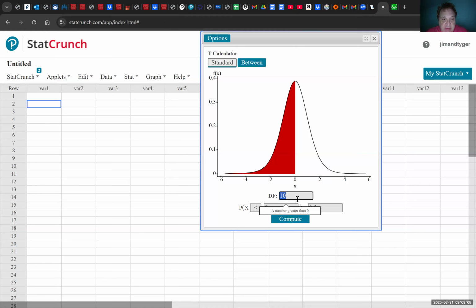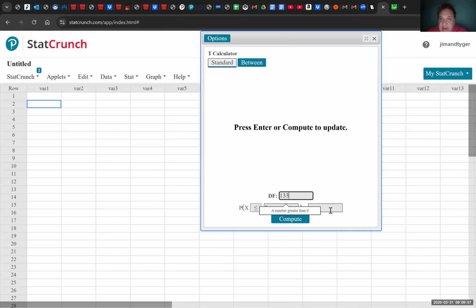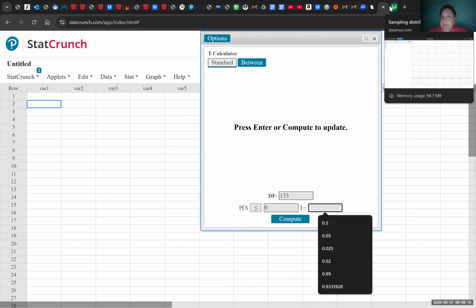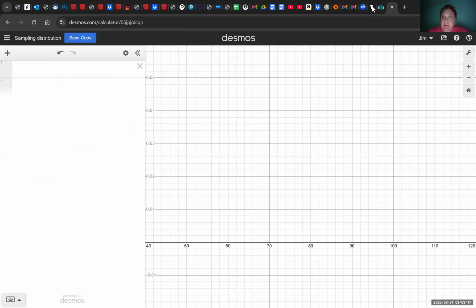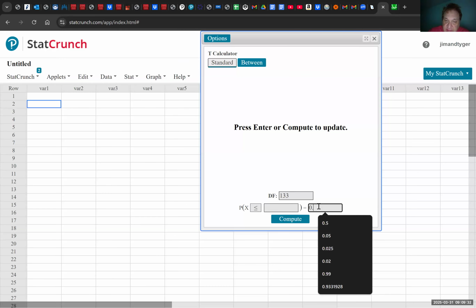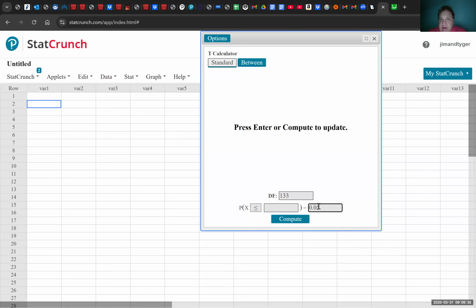So let me put 133 in here. And then here in this little box, I want to do my proportion, my amount to the right. The amount to the right was 0.05. Remember, the little number below Z or below T is the proportion to the right. So 0.05 is what I need to put here. Make sure it's going to the right. Yeah, this is backwards. We want greater than, that goes that way.